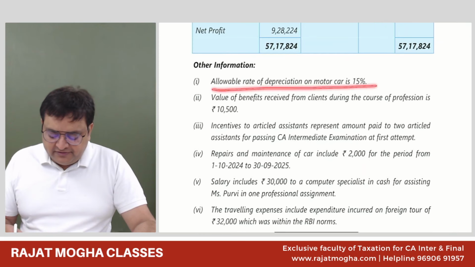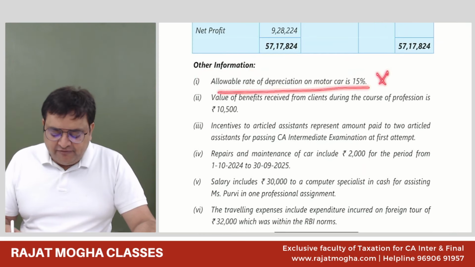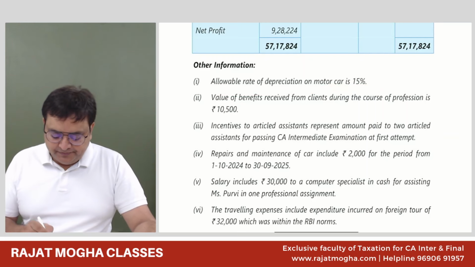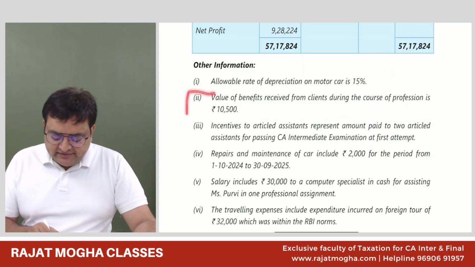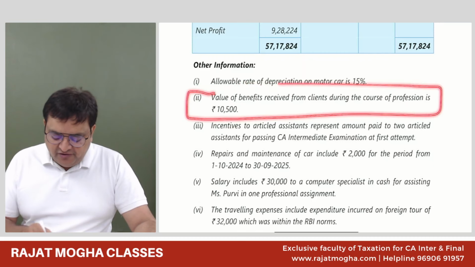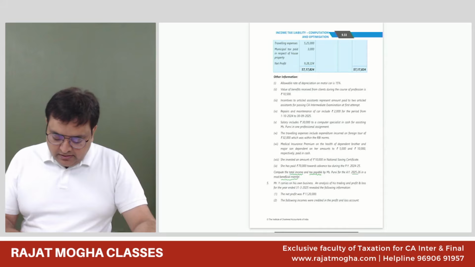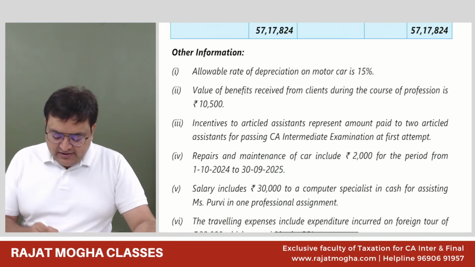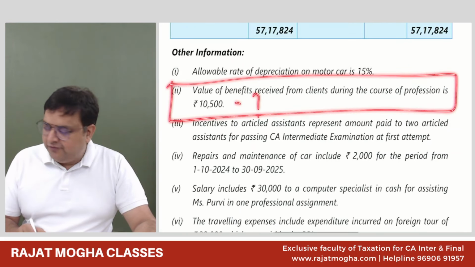Allowable rate of depreciation on motor car is 15%. Even if this information would not have been mentioned, we know that the depreciation rate is 15% on cars. Value of benefits received from clients during the course of profession is 10,500. Please tell me what we will do with this value of benefits. We have not seen any value of benefits here. Now they are giving me information that the value of benefits received from clients during the course of the business is 10,500. What will you do with this?